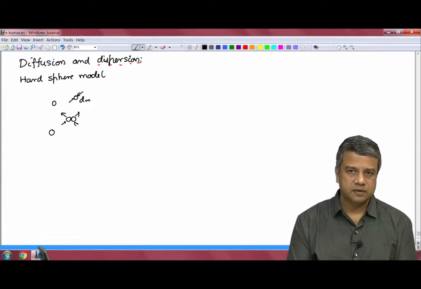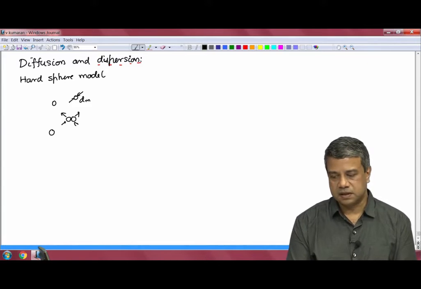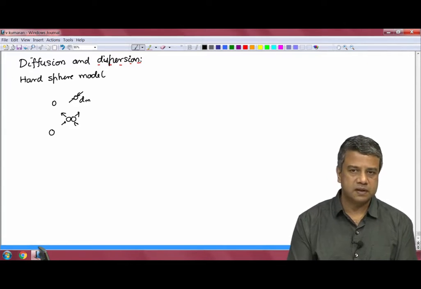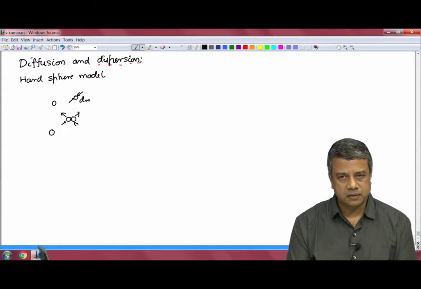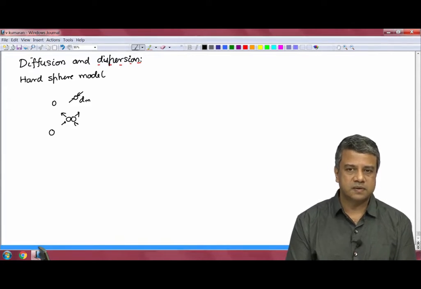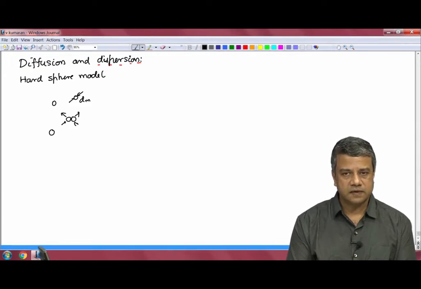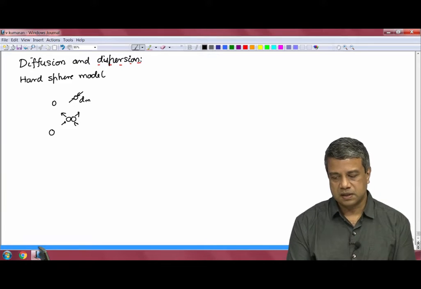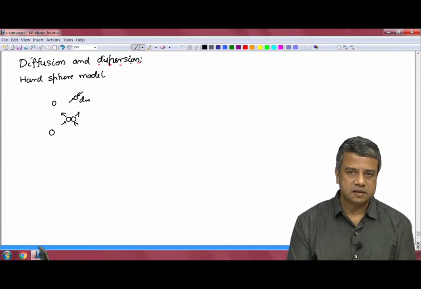Of course, real molecules are not hard spheres. Real molecules have a nucleus and an electron cloud around them, and therefore the interaction between the two electron clouds of two molecules is not an instantaneous process. It is a deflection due to these electrostatic forces which takes a finite period of time. So, this hard sphere model is not exact for real molecules.